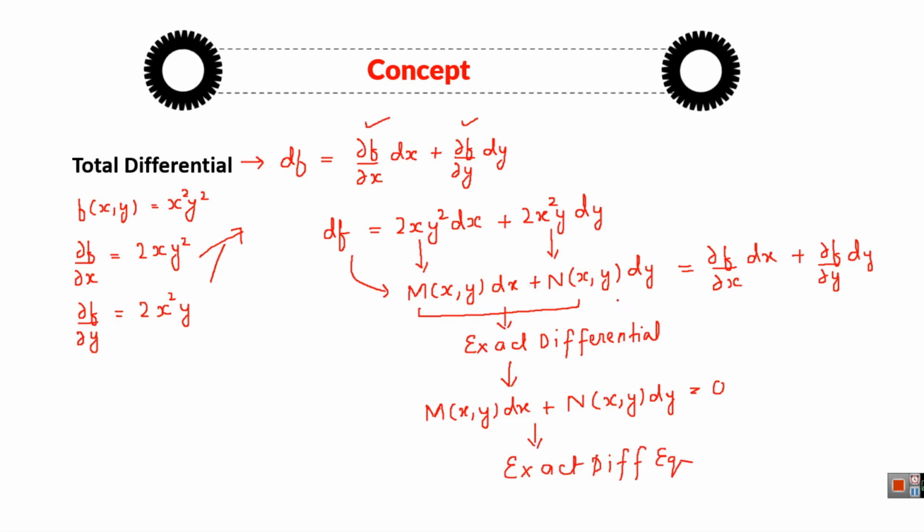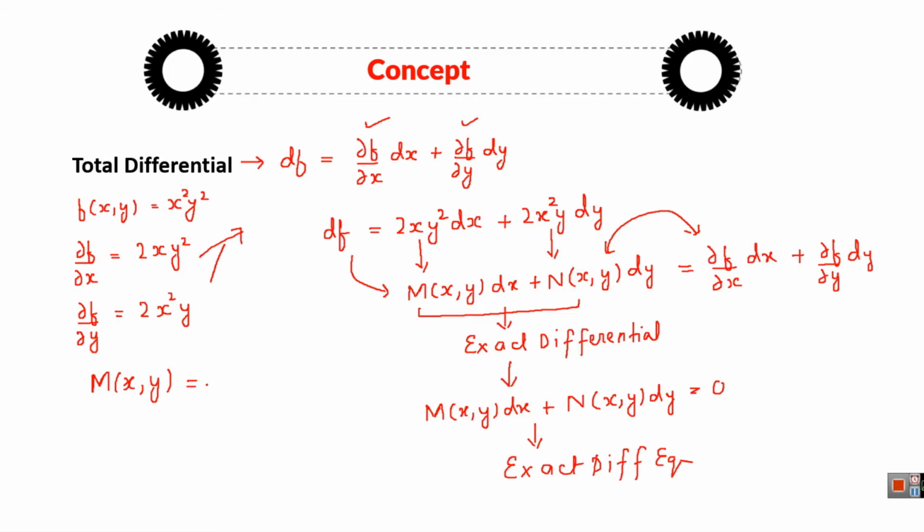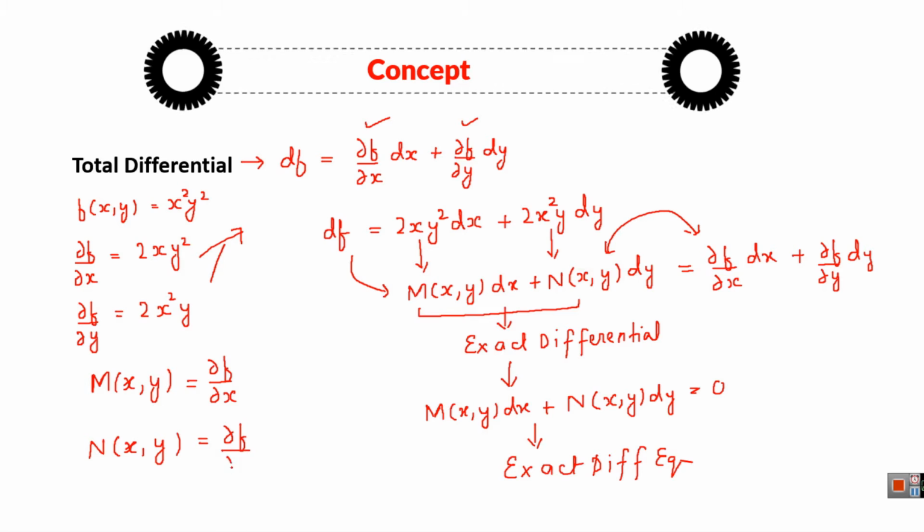Now one thing more: if we compare these two equations, M, that is the function of x and y, is basically equal to the partial derivative of f with respect to x by comparing the two sides. So we get that our function M is equal to the partial derivative of f with respect to x, and our function N by comparing is equal to the partial derivative of f with respect to y. So this sums up the concept or the definition of exact differential equations.